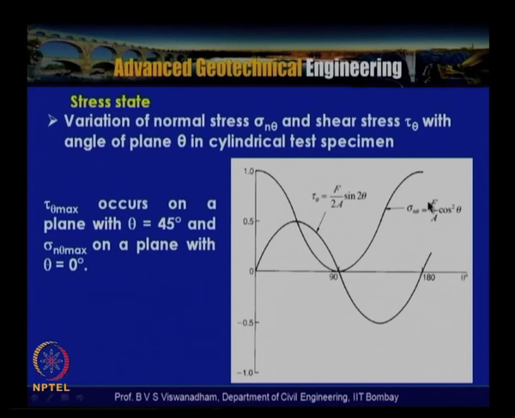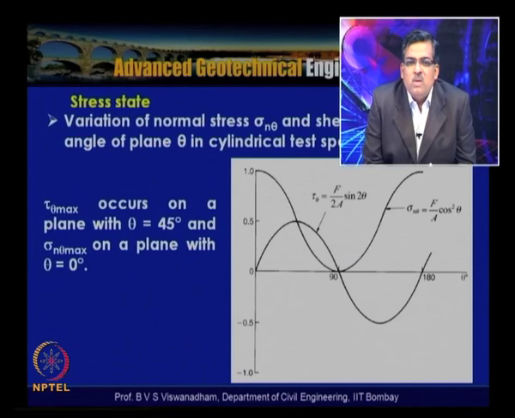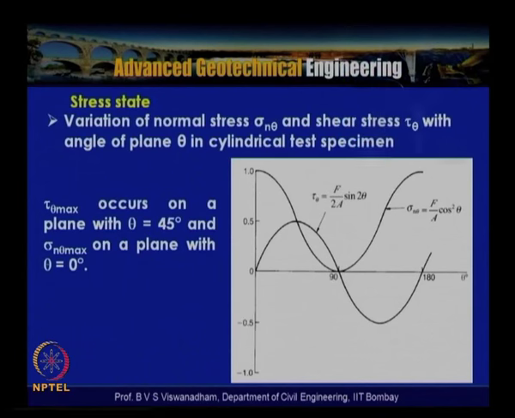This is obtained based on the equation sigma n theta is equal to F by A cos square theta, and this is obtained by using the equation tau theta is equal to F by 2A sin 2 theta, wherein tau theta is maximum which occurs when theta is equal to 45 degrees. So you can see that theta is equal to 45 degrees means that the F by 2A is actually maximum here, this is F by A. So tau theta is maximum on a plane with theta equal to 45 degrees, and sigma n theta is maximum on a plane with theta equal to 0 degrees.